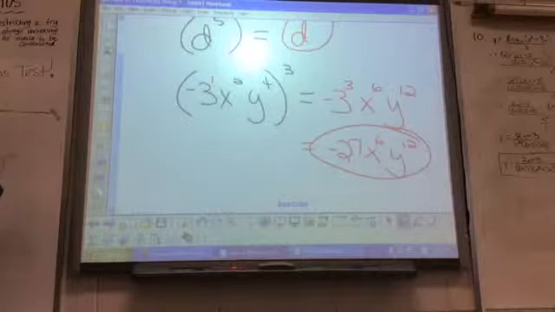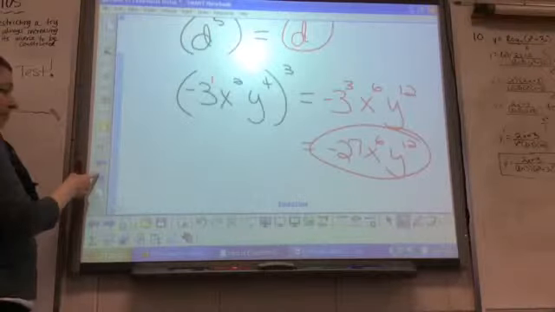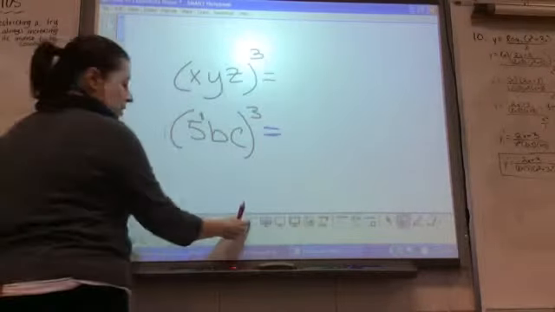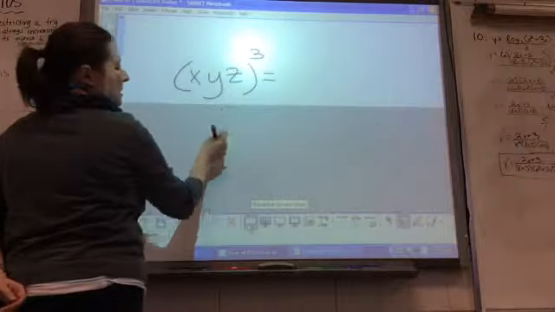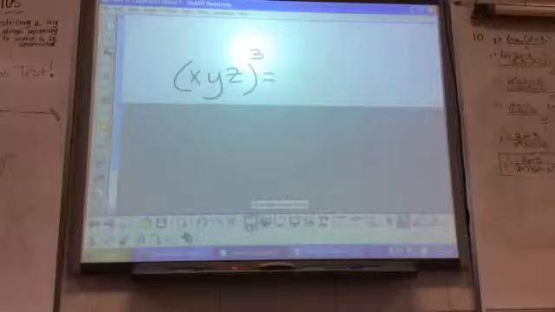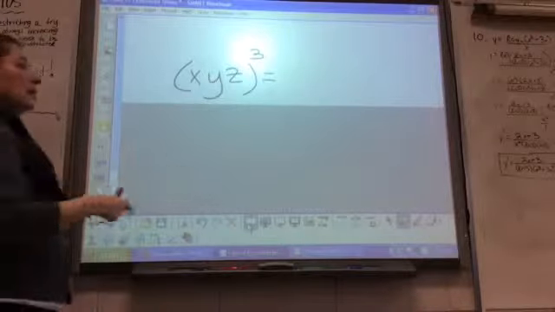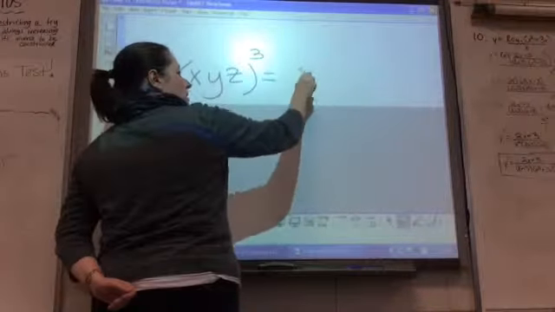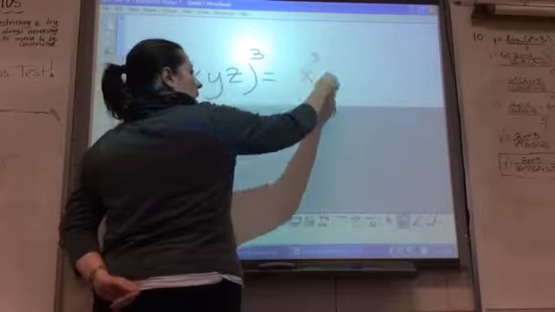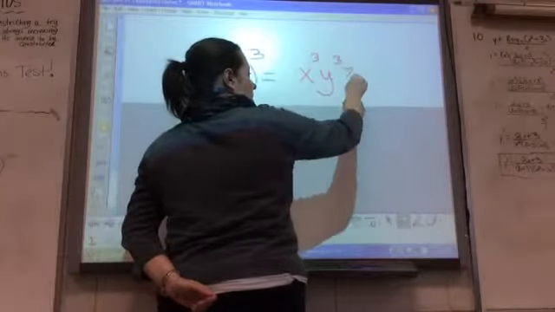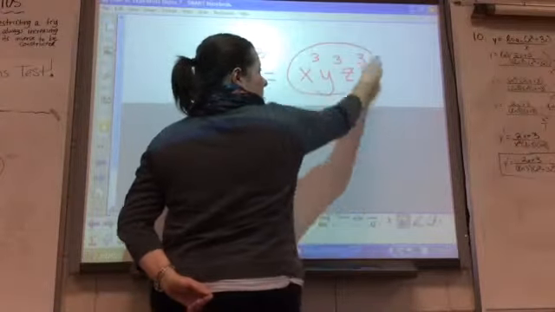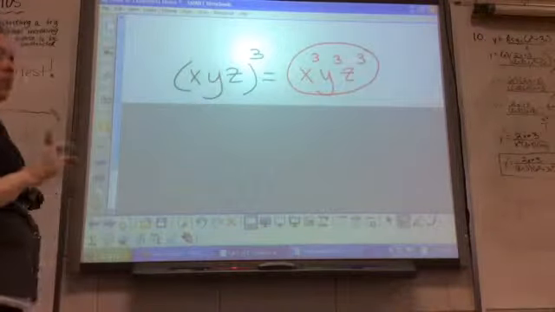Okay? So now, going down to the next little rule, which is pretty much like the same rule. They're just extending the idea we just now talked about, where you distribute that exponent. So what would this be? X to the third, y to the third, and z to the third. So that's really just extending what we've been doing.